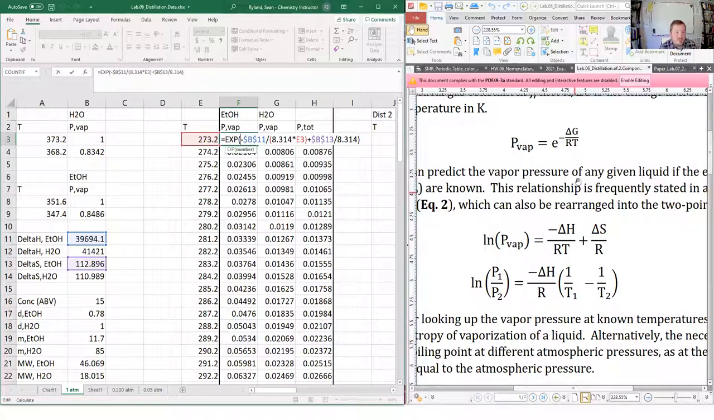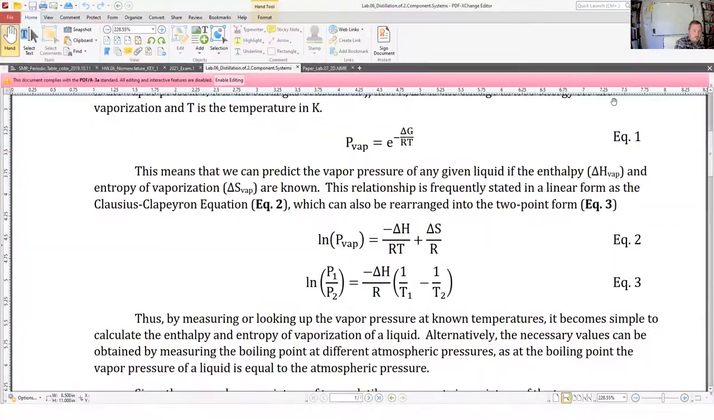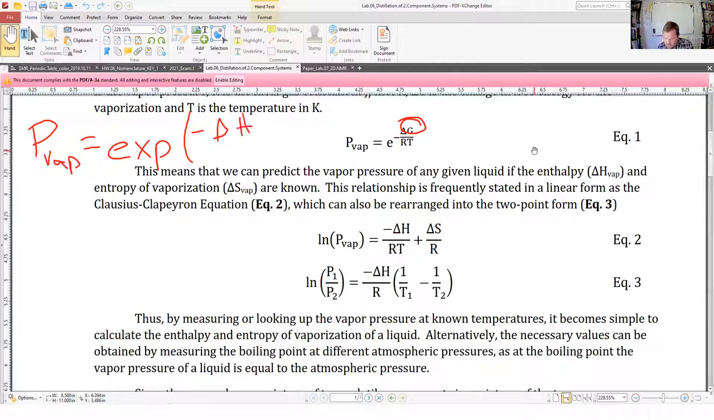Actually, it's sort of a hybrid of the two equations. That would look more like, if we just took our definition of G and plugged it in here. So your equation you'll actually plug into Excel will look like vapor pressure equals E, in the shorthand in Excel, EXP is the function for E to a power. Negative delta H over RT minus delta, or plus delta S over R.